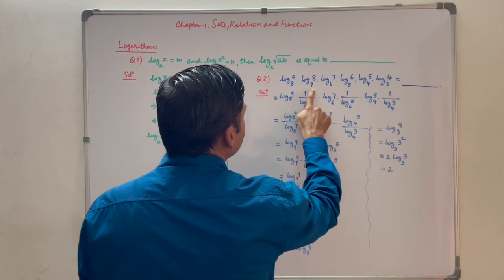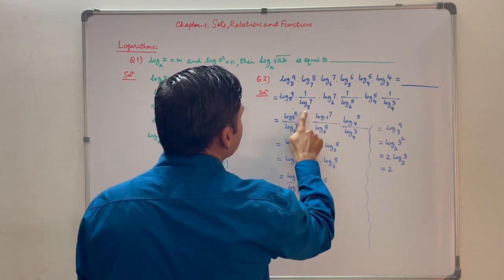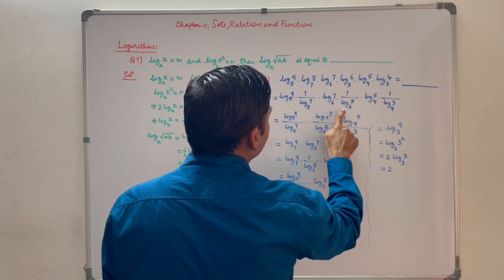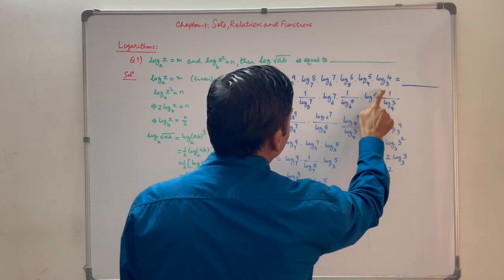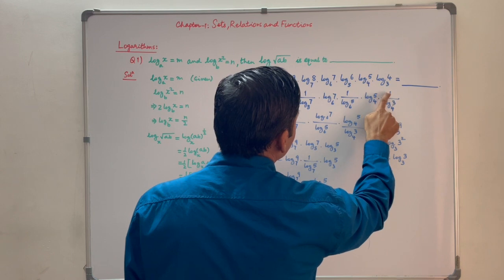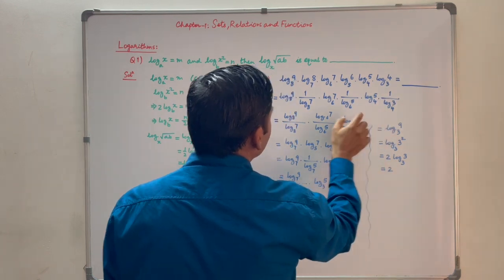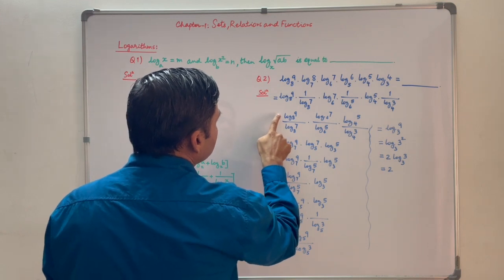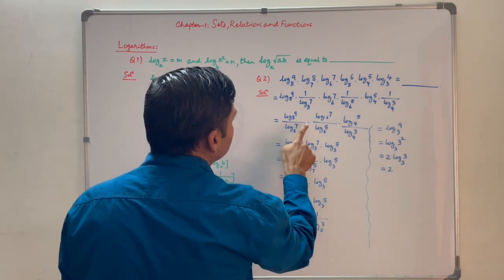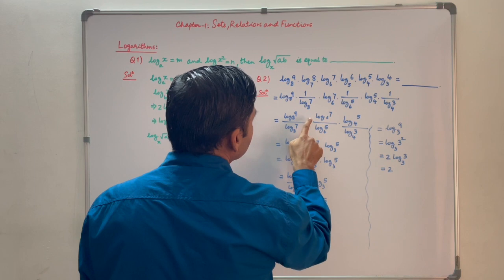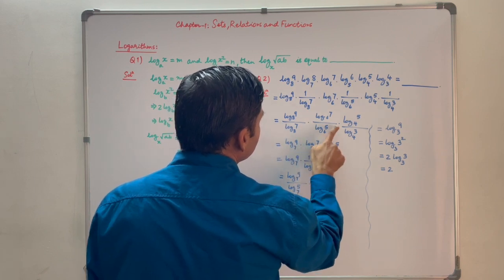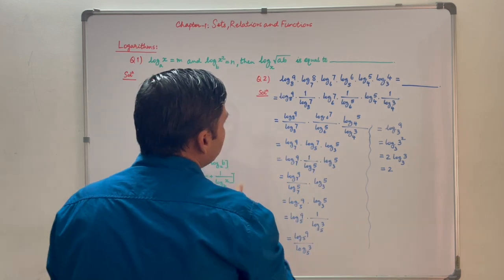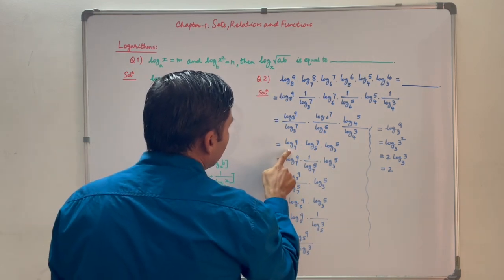Log 8 to the base 7 can be written as 1 upon log 7 to the base 8. Log 6 to the base 5 can be written as 1 upon log 5 to the base 6. And log 4 to the base 3 can be written as 1 upon log 3 to the base 4. Now combine two numbers. So it will be log 9 to the base 8 upon log 7 to the base 8 into log 7 to the base 6 upon log 5 to the base 6 into log 5 to the base 4 upon log 3 to the base 4. This will be equal to log 9 base 7.